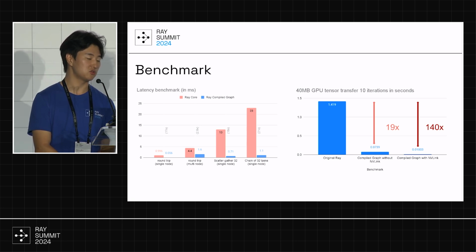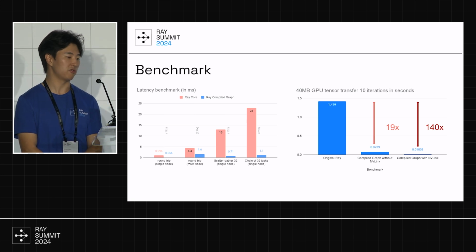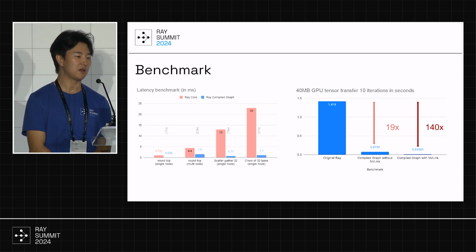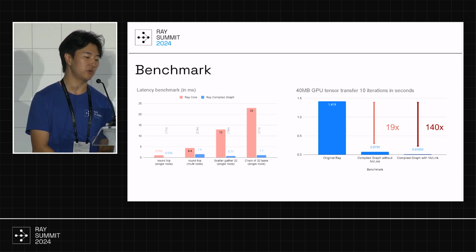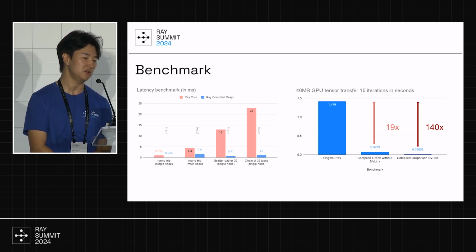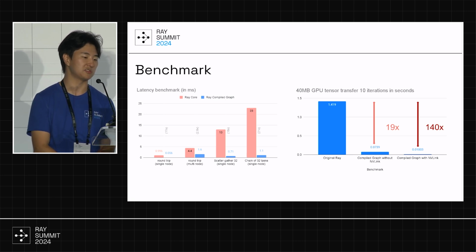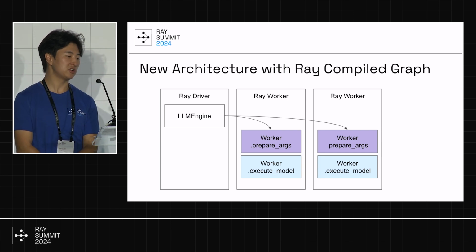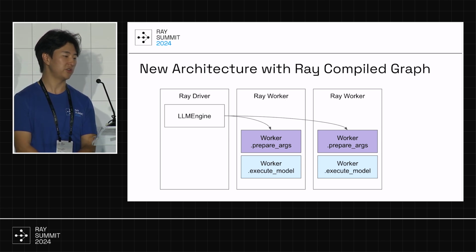Compared to the regular Ray Core, it has about 20 times faster performance across different CPU-based workloads, and also 3 times faster performance for multi-node. And then when you send a 40 megabyte GPU tensor through just the regular Ray API versus compiled DAG, with NVLink, we can see it's about 140 times faster. And even without NVLink, we could see it's about 20 times faster compared to just regular Ray. So we wanted to leverage this feature for the new vLLM architecture.